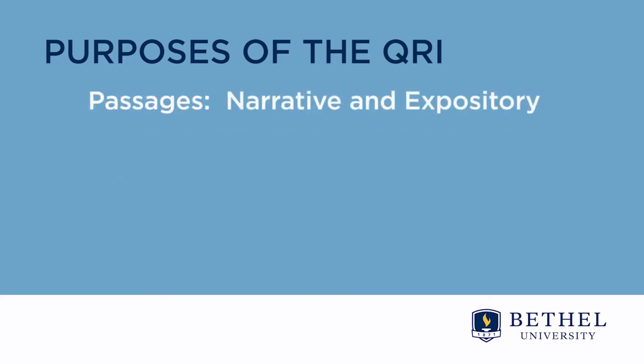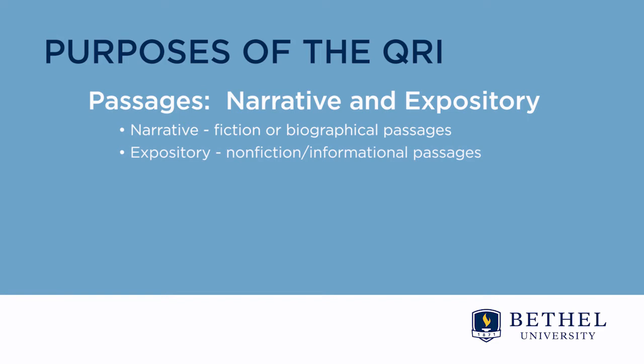There are two types of passages, narrative and expository. Narrative passages are fiction or biographical short stories. Expository passages are nonfiction, fact-based informational passages. Some readers find expository passages to be more difficult to read and comprehend because of the Tier 2 and Tier 3 words. The passages range in difficulty from pre-primer to high school, just like the word lists.